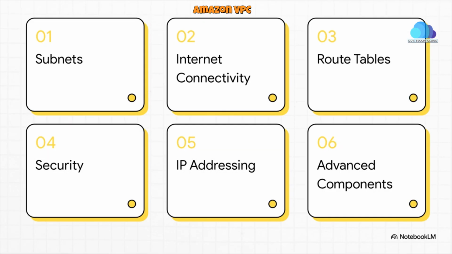So how do we actually build this thing? Well, here's our construction plan. First, we'll lay out the different neighborhoods, which are our subnets. Then we'll build the gates for internet connectivity. After that, we need a GPS to direct traffic. Those are our route tables. Of course, we need security, we'll talk about IP addressing, and then finally, we'll touch on some advanced components for connecting our community to other ones. Let's start at the top.